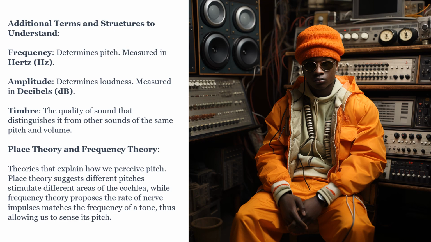We have place theory and frequency theory, which sort of add to each other like the color theories. These are theories that explain how we perceive pitch. Place theory suggests different pitches stimulate different areas of the cochlea, while frequency theory proposes the rate of nerve impulses matches the frequency of a tone, thus allowing us to sense its pitch.